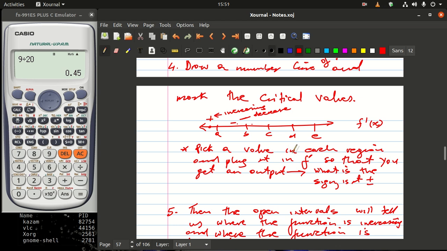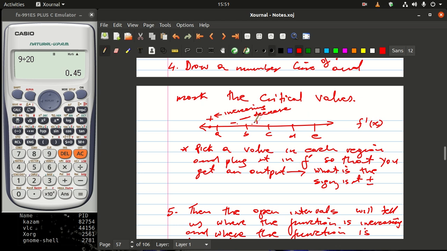caring much about the output, the value. You want to see if we are getting a negative or a positive. If we have a positive, it means that the function is increasing. If we have a negative, it means the function is actually decreasing. And then you can collect those pluses.